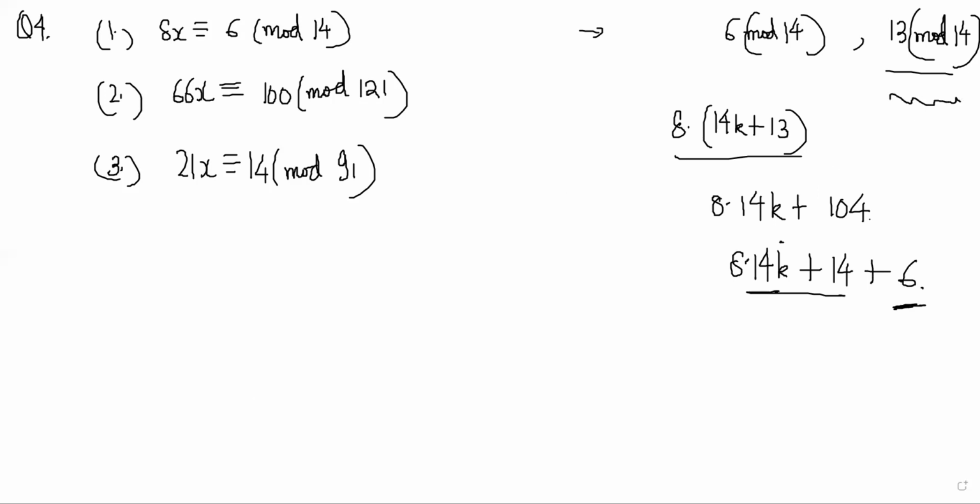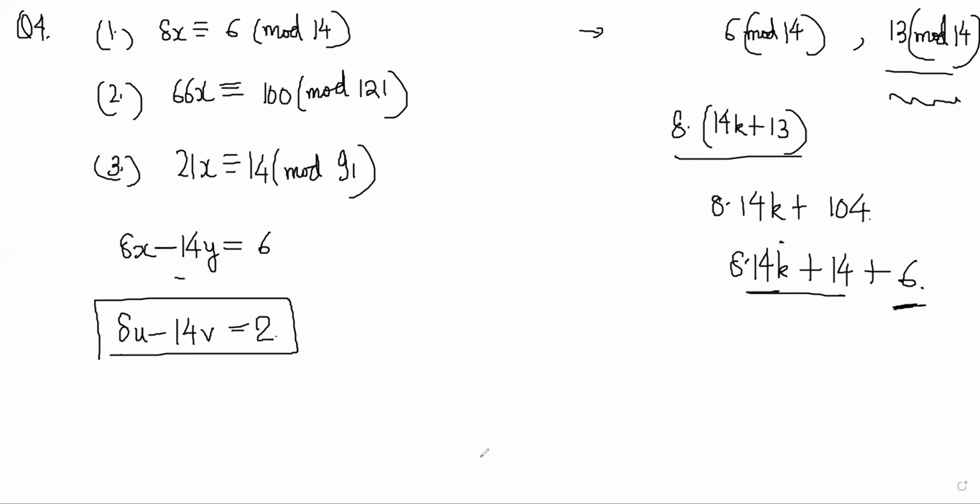Yeah, but how to find it? Actually, I use this one: 8x minus 6 is equal to 14y, and then 8x minus 14y is equal to 6. So you are solving the equation 8u minus 14v equal to 6. First you should solve it, the GCD of 8 and 14 is 2.